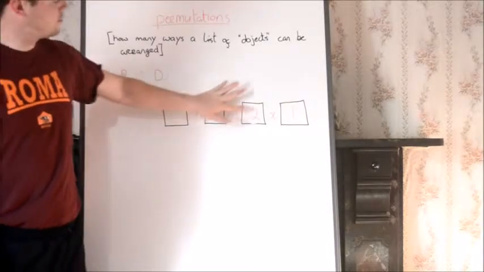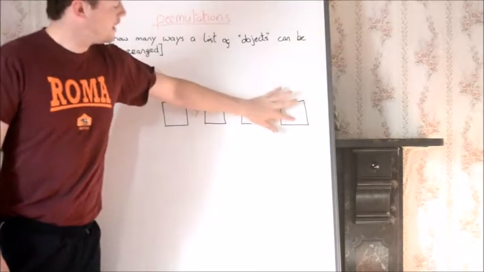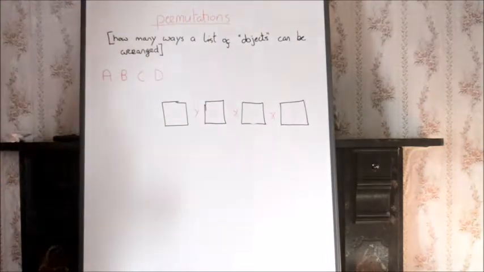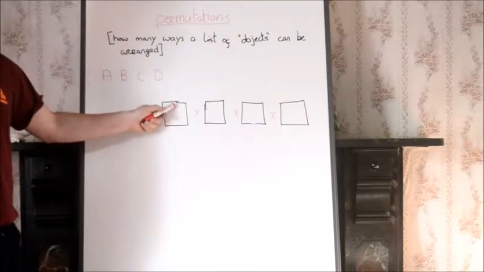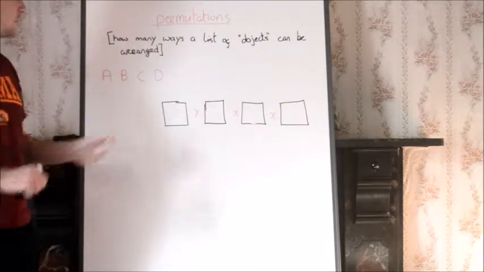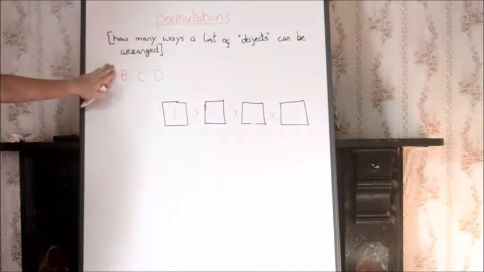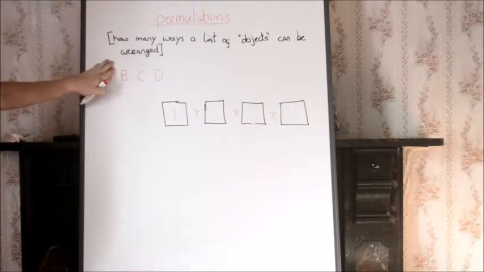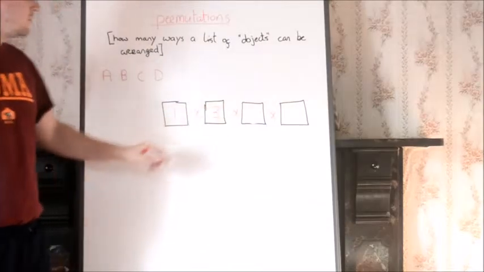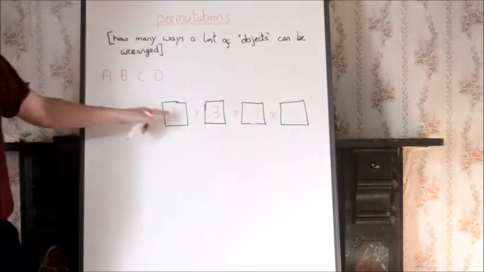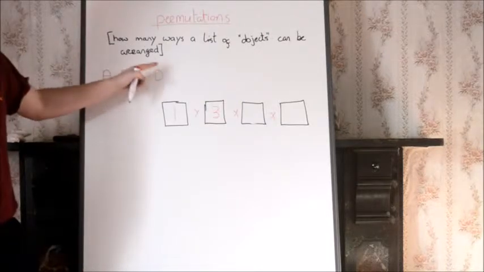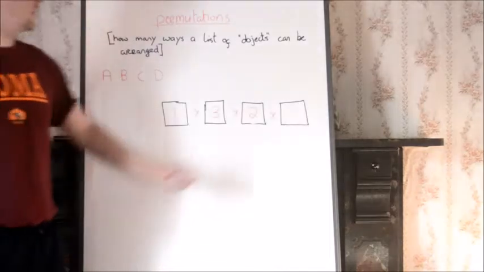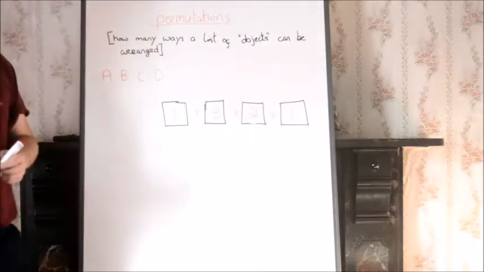Sometimes they might give us a stipulation. They might say the letter A has to come first. So let's look at that. Well, if the letter A has to come first, how many choices have I for my first letter here? 1. It has to be A. So if A is used, then how many choices have I for my second letter? 3. And again, if A is used up here, and another one of these letters is used here, I have 2 choices left for my third box, and 1 choice left for my last box. Okay?